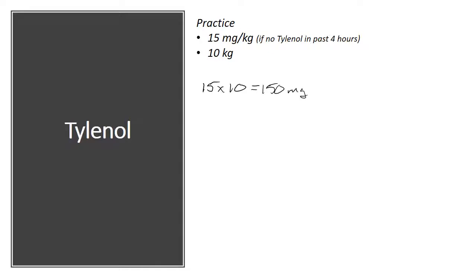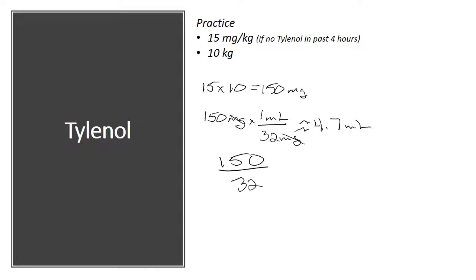So to calculate how many mLs you're going to need, you take that 150 milligrams times that concentration of 1 ml equals 32 milligrams. So those units cancel out, and that comes out to about 4.7 milliliters. So basically, if you take your dosing of 150, just divide by 32, that's going to get you your 4.7.